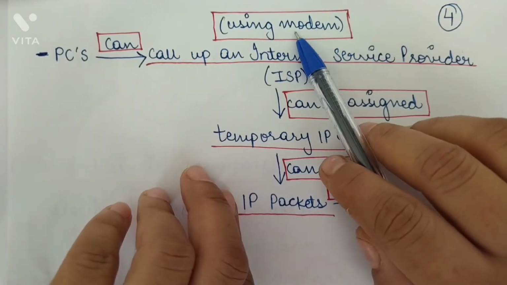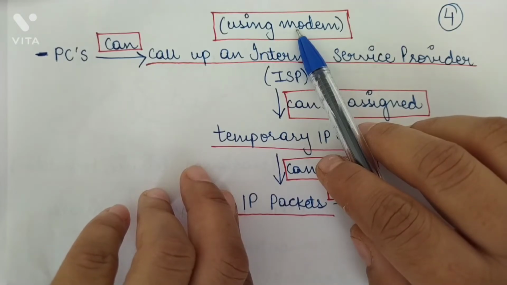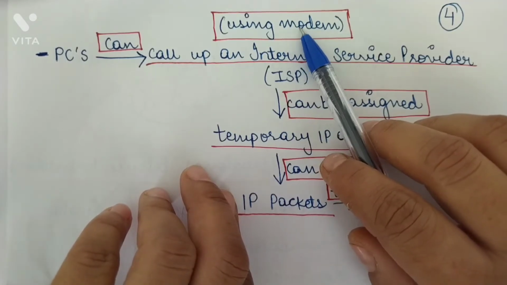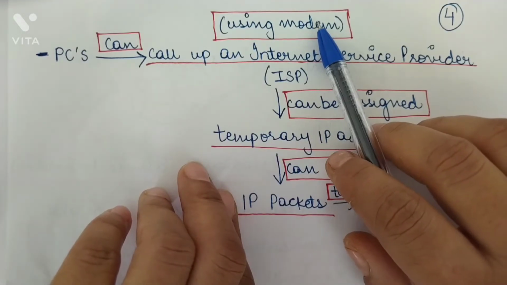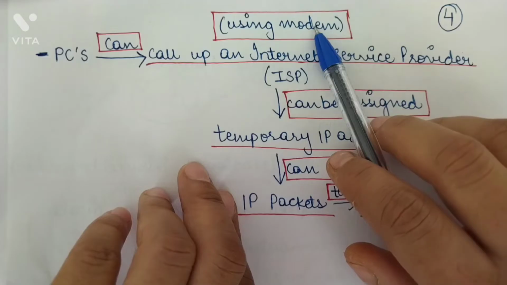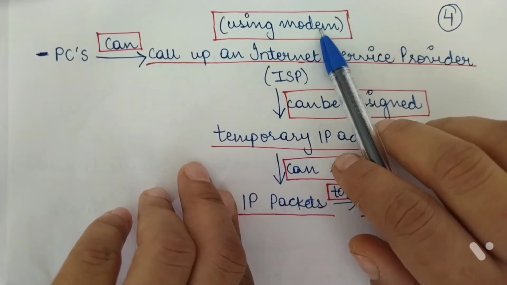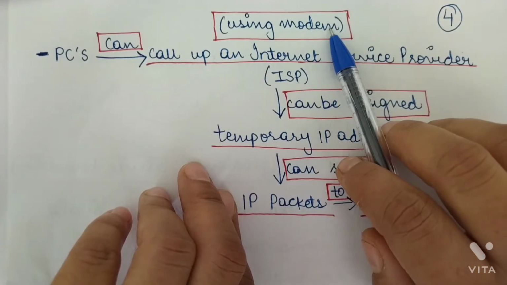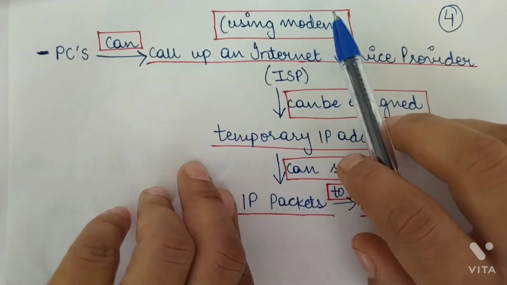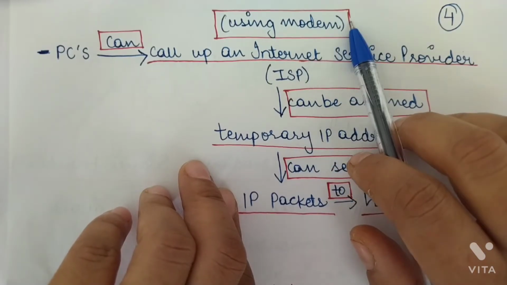So modulating signals means that the digital signals that the computer produces are converted into analog signals, and demodulating means the analog signals that the modulator has converted can be converted back into the digital signals of the computer. So this is the task of the modem, to convert digital signals into analog signals and then to convert the analog signals back into digital signals.